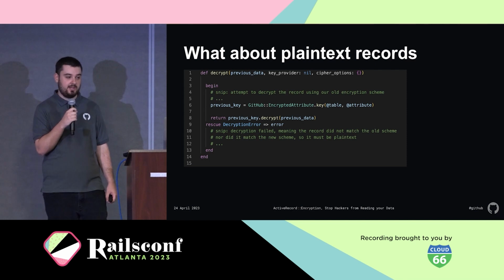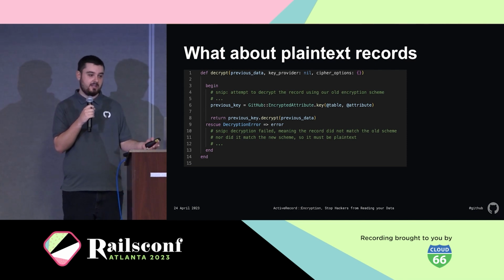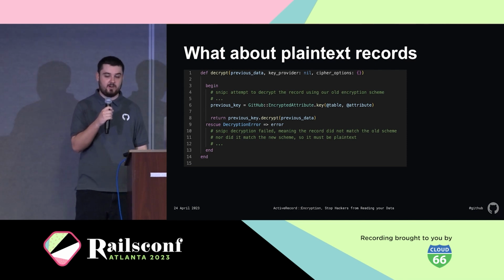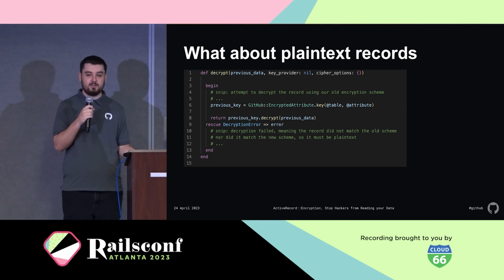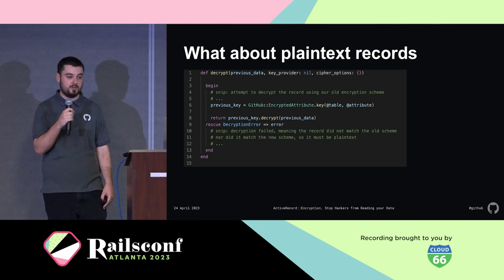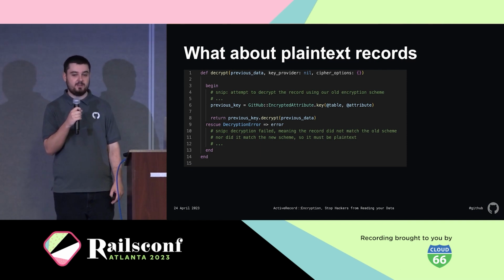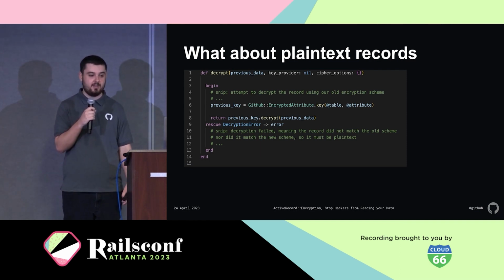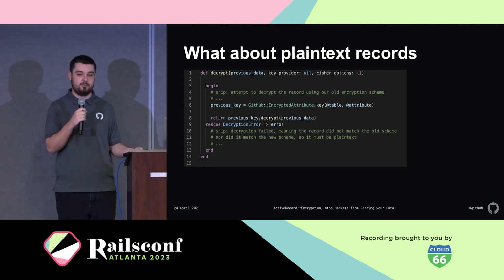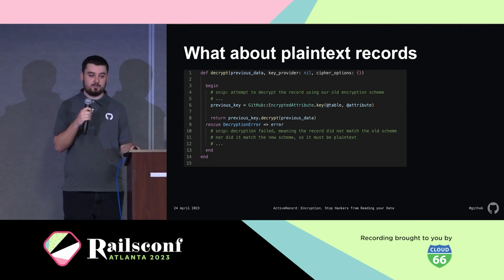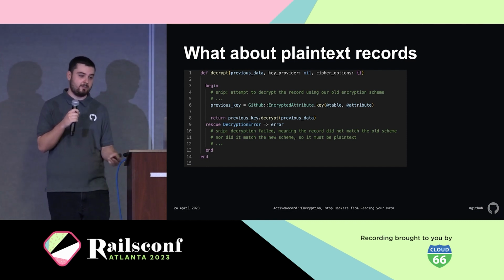So how do we read plain text records? Well, looking further into this decrypt function that we've defined in our GitHub previous decryptor, we attempt to decrypt using the encrypted attribute. However, if that fails, we know that the data must be stored in the database as plain text, because by this point, it has attempted to decrypt using ActiveRecord encryption. That failed. It then fell back to trying to decrypt using our previous encrypted attribute, and that failed, so now it must be plain text.